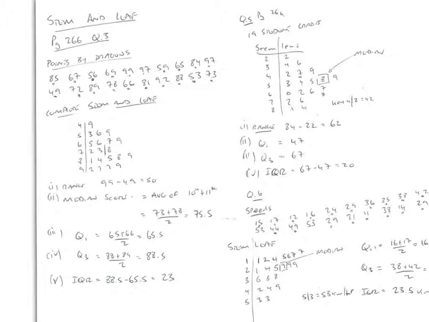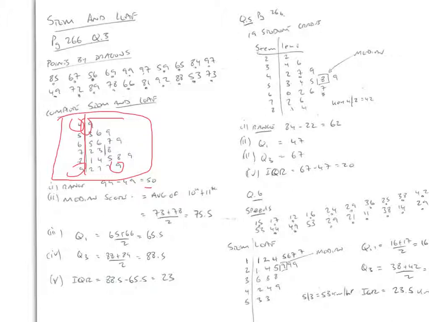Okay, we're asked to plot a stem and leaf diagram. So these are the points scored by the Dragons basketball team. So we're to complete the stem and leaf. So we should be fairly skilled at that at this stage. This is your stem and this is your leaf. Okay, so find the range. The range is 99 minus 49.